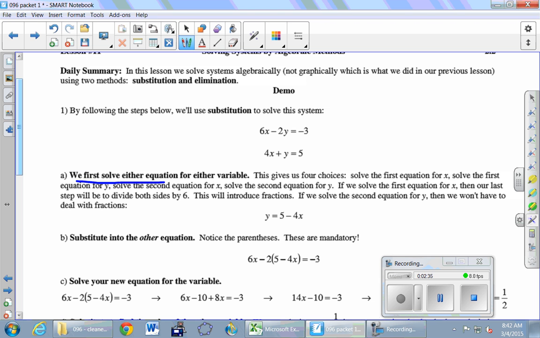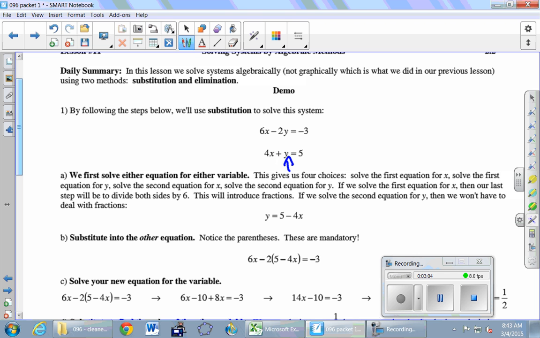So the first step is we're going to solve either equation for either variable. Now there's some hints in here that you can read later on as to decide which equation you should solve and for which variable. If you want to solve the first equation for x, or the first equation for y, or the second equation for x, or the second equation for y, you can do any of those 4 things. In the demo here, I'm going to solve the second equation for y because there's no number in front of the y, or I guess there is, it's an invisible 1. Turns out it makes it a little bit easier, but you can read that hint later on.